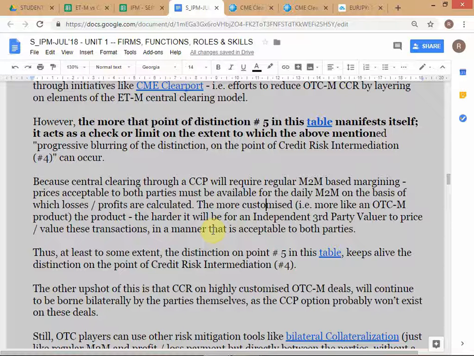But if I have a highly customized instrument that's not being widely traded in the market, then I don't see an easily believable price. I don't see a credible price. Are you following what I'm saying here? A highly customized transaction is not a standardized transaction, so you can't see that transaction being traded regularly in the market by everybody.